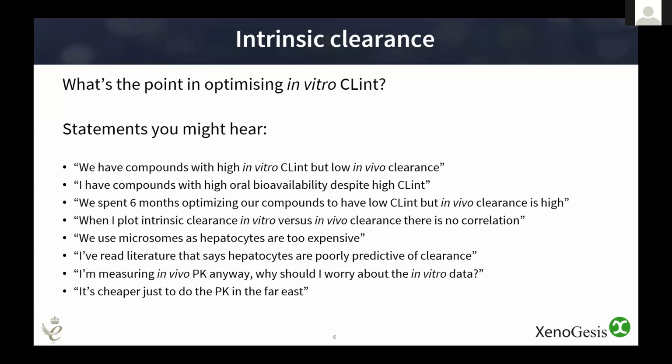There isn't a correlation between in vitro clearance and in vivo clearance. We use microsomes because hepatocytes are too expensive. I've read literature that says hepatocytes are poor. I'm measuring in vivo PK anyway, so why should I bother? And another one we get often is, well, it's just cheaper to do the PK in the Far East.